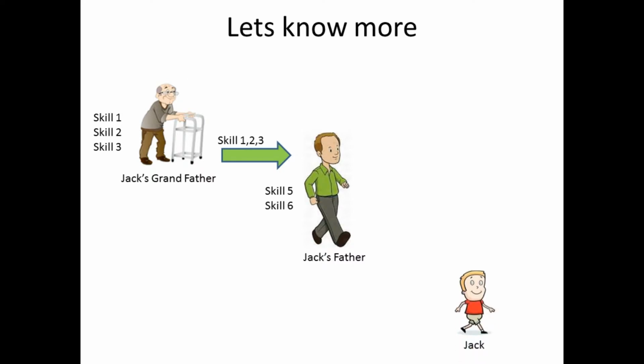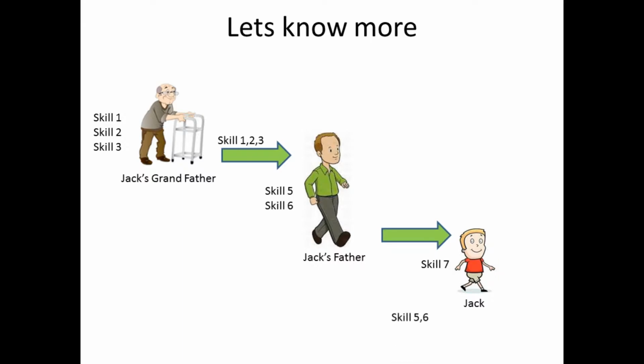Same way, Jack has some skills but wants to learn some skills from his father. Jack has skill 7 and he wants skill 5 and skill 6, so he gets them from his father. But his father has more skills from his grandfather, so Jack automatically gets all the skills like 1, 2, 3, 5, 6. So the concept between grandfather and father is single level inheritance.